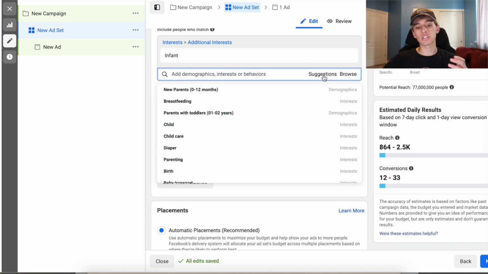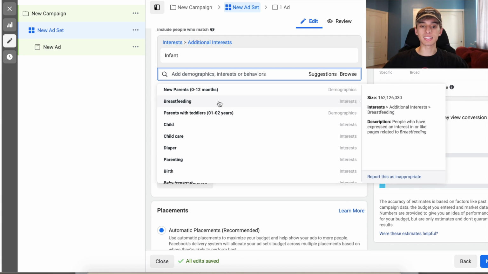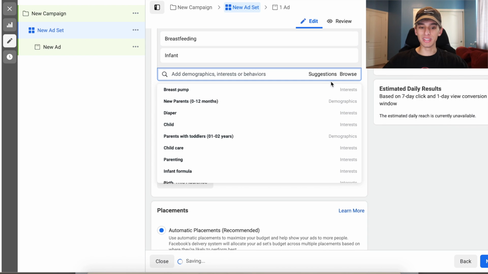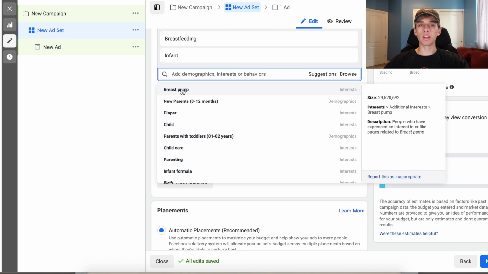And then we can click suggestions again. We can go into breastfeeding. That's a great interest. And then we can click suggestions again. We're now getting fed a lot more interests that are closer to our target audience. So breast pump, that's another good one. Diaper, 113 million size. Breast pumps, almost 30 million. Those are all very good interests.